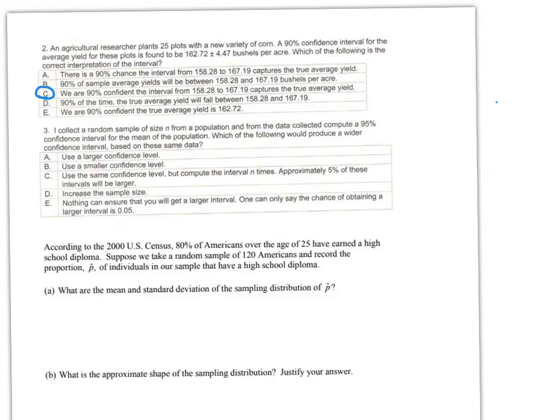The second question says you're collecting a random sample of size n from a population and computing a 90% confidence interval. Which of these is going to give us a wider interval?